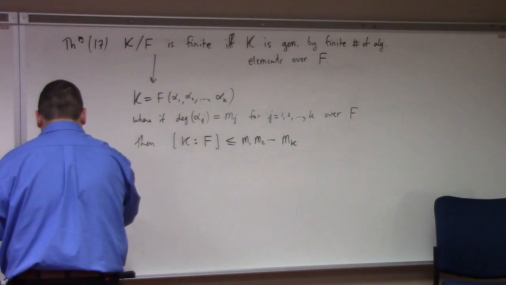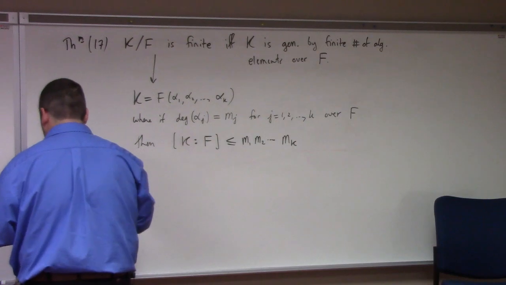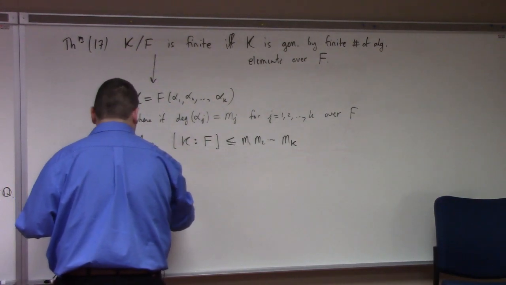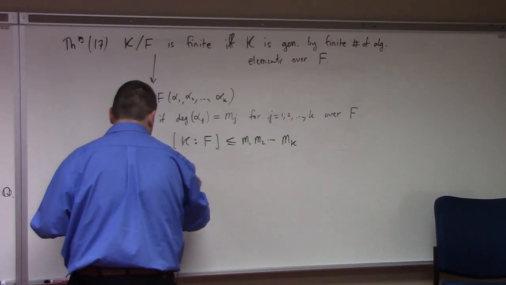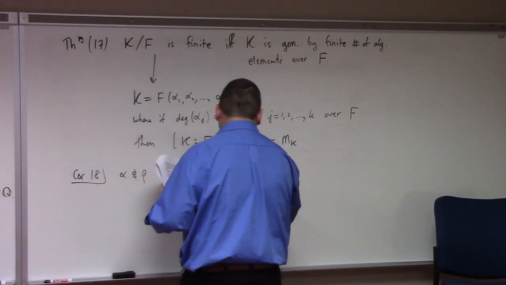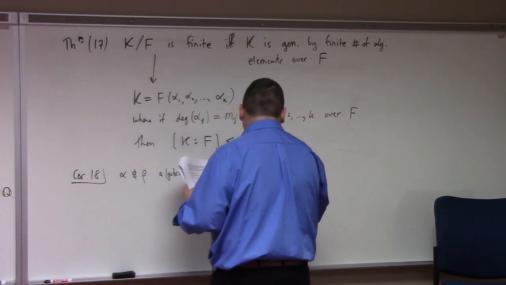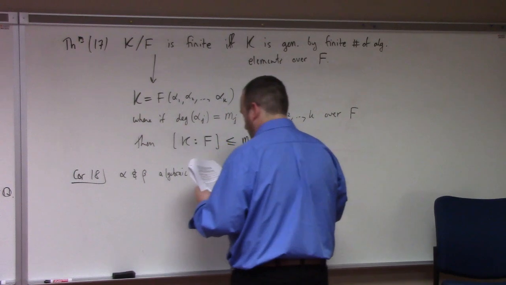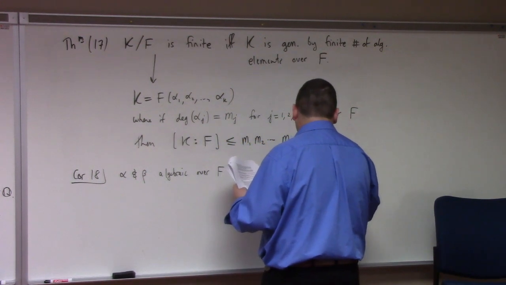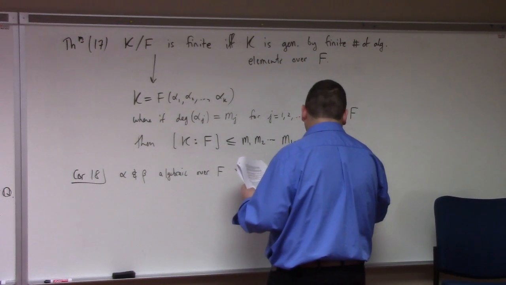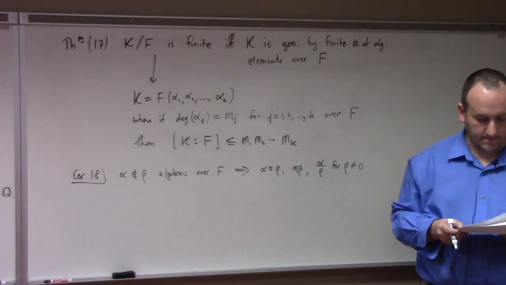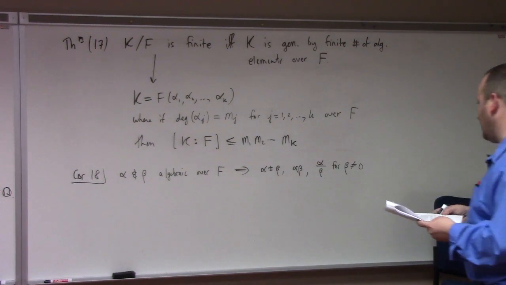Corollary 18 says the following. It says alpha and beta algebraic over F implies, guess what? Alpha plus or minus beta, alpha beta, and alpha over beta for beta not 0 are what? Also algebraic. And how do we argue that?